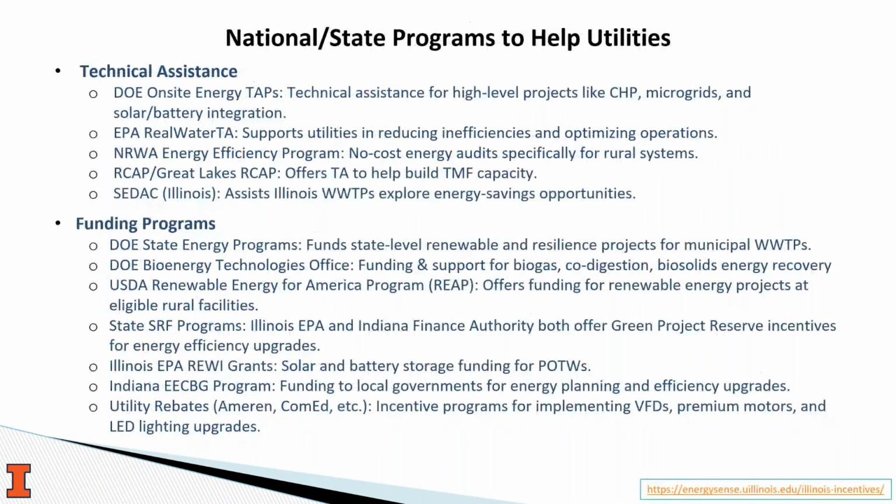Now, before moving on to highlighting some of those resources that covered the information I covered, I did quickly want to go over some of those federal, national, and state programs that are available to help utilities with some of these energy efficiency efforts. On the technical assistance side, DOE's On-Site Energy Technical Assistance Partnership provides no-cost support for higher level energy projects like CHP and battery integration. They can help assess whether that's feasible and help guide utilities through the early planning stage.